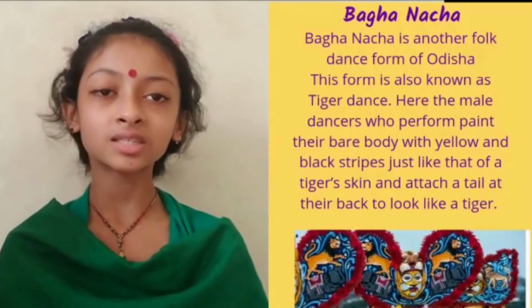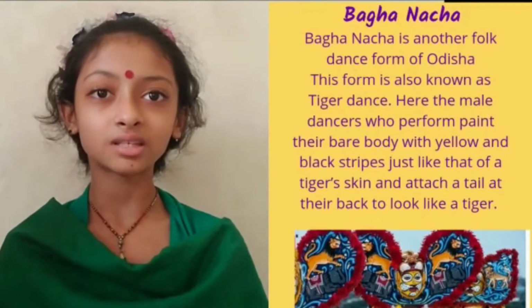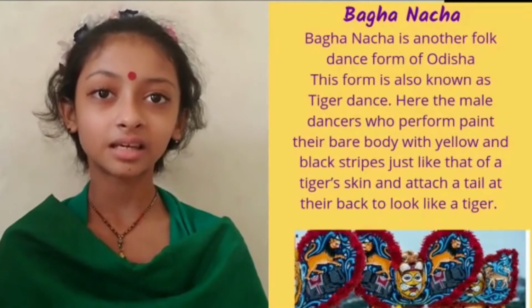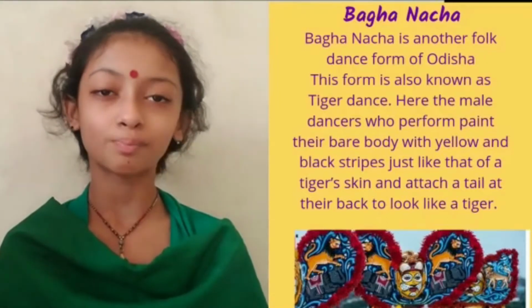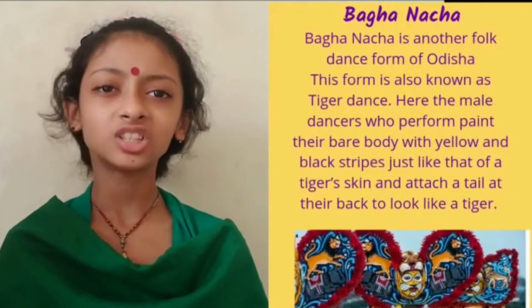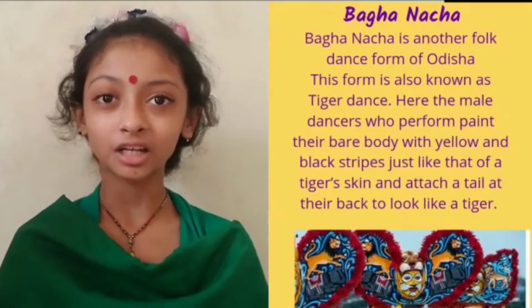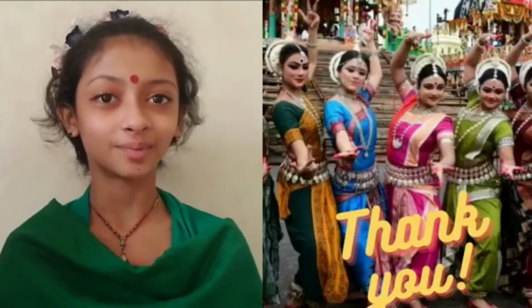Bagnach. Bagnach is another dance form of Odisha. This form is also known as tiger dance. Here, the male dancers paint their bare bodies with yellow and black stripes, just like the tiger's skin, and attach a tail to their back to look like a tiger.